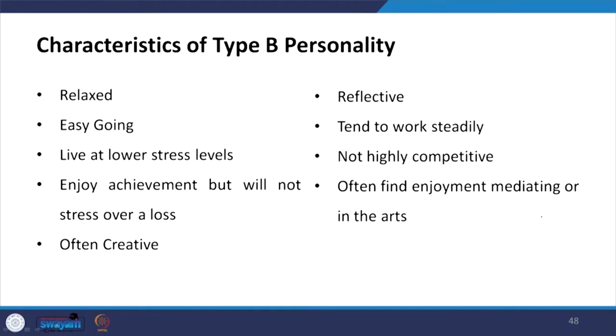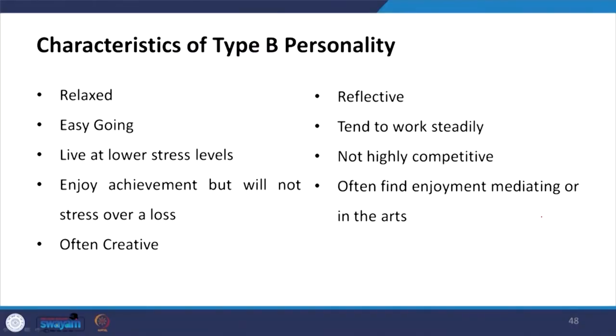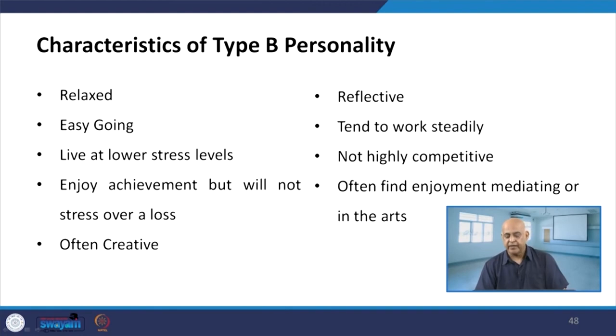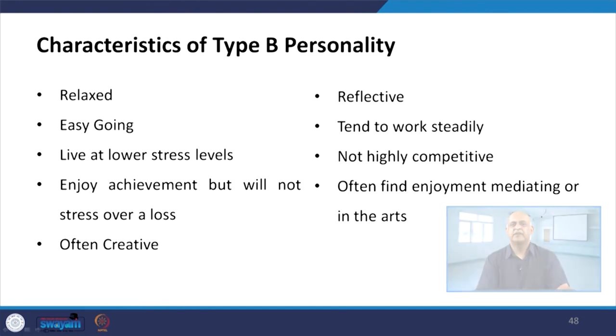So if there is achievement, they will enjoy it, but if they fail, they will not have much stress over it. They are often creative, very good artists. They are reflective and tend to work steadily, slow and steady wins the race. They are not highly competitive; there is no desire for that. They often find enjoyment in meditating or in the arts, so they like to meditate or get involved in the arts, right? This type of behavior is there for the Type A and Type B personalities.